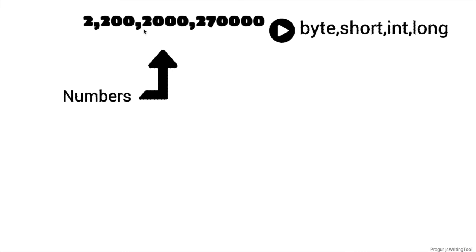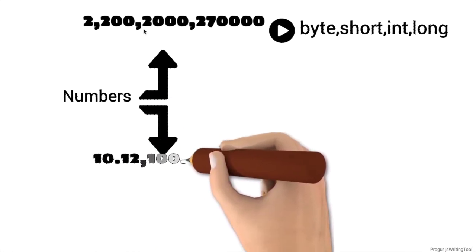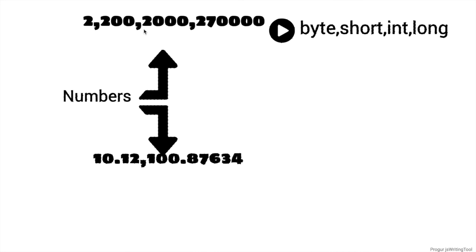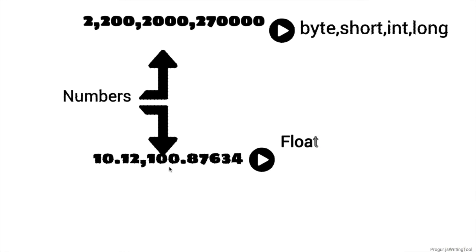But what if I want to store a number with a decimal point? A number like 10.12 or 100.87634 or 200.34 or something like that. If you look closely, you can find these numbers have a decimal point. And guys, to store a number with a decimal point in Java, we have two different data types. First one is float, and the next one is double.